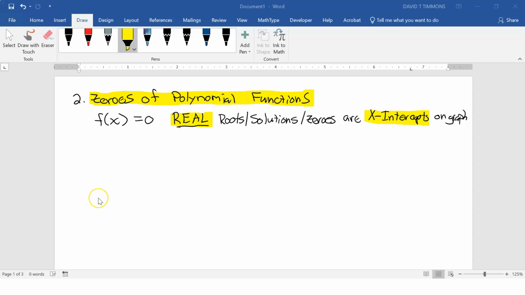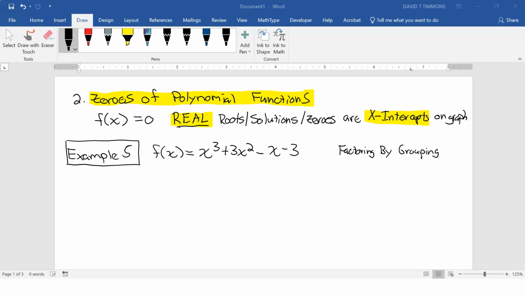Now let's look at our next topic, zeros of polynomial functions. When we find the zeros of a polynomial function, or any function for that matter, we set that function f of x equal to 0. Just remember that real roots or solutions or zeros of f of x equals 0 will be the x-intercepts on the graph of that function. And that's really what we're looking for here as we move toward graphing polynomial functions. Let's look at example 5 on page 369 of your textbook.